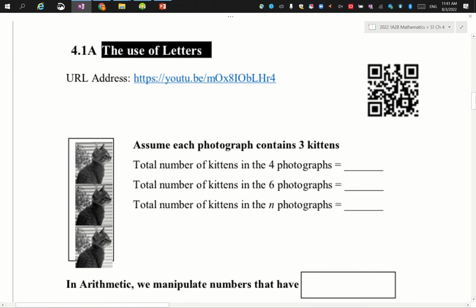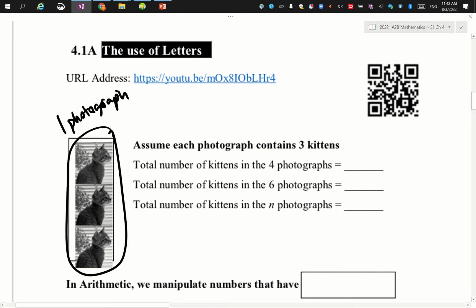Now, assume each photograph contains 3 kittens. Let's take this as one photo. You see that this one photograph has 3 kittens. So total number of kittens in 4 photographs. In 4 photographs, how many kittens would there be? What is the working? I'm more interested in working. What will you do? Yeah, 12, right?